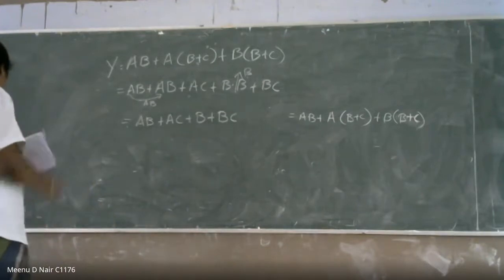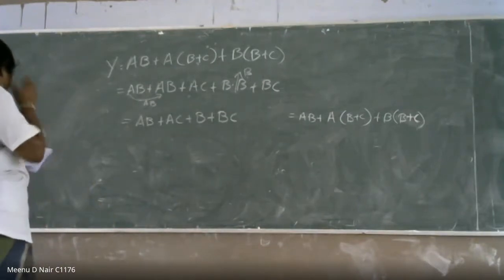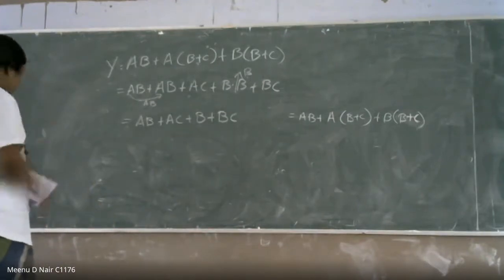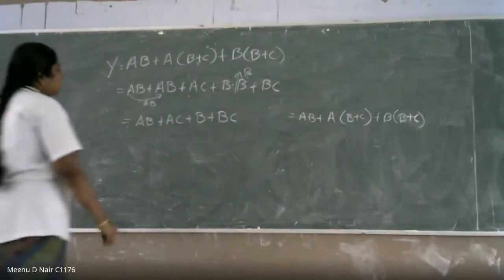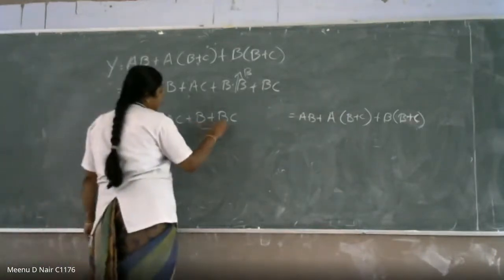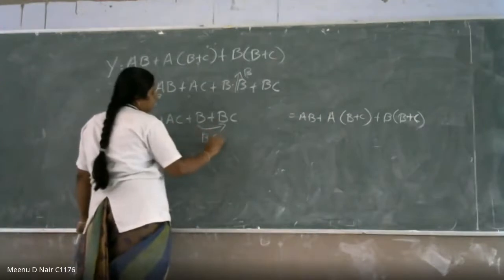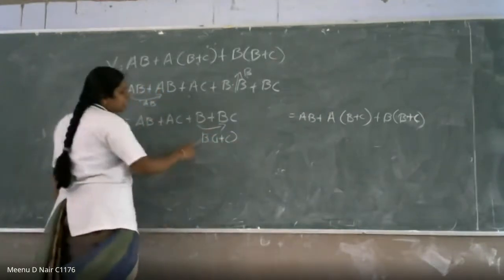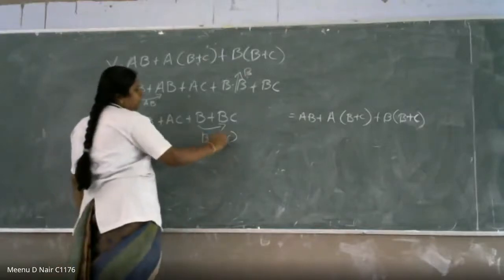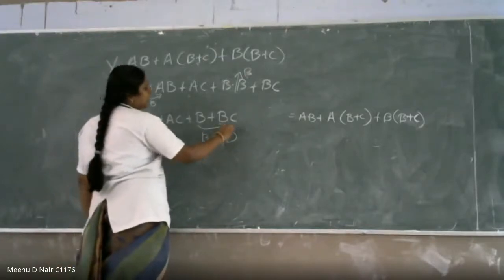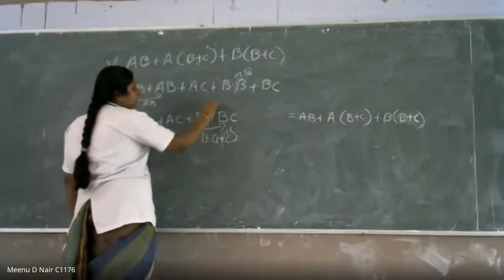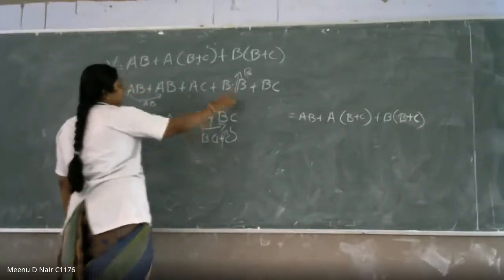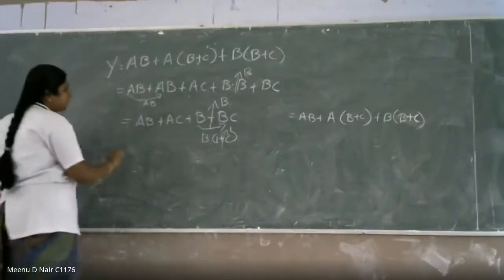Now which one are you going to take outside? B + BC, you can write it as B(1 + C), right? B + BC is nothing but B(1 + C). 1 + C is nothing but 1. So B into 1, so this term will be B itself.